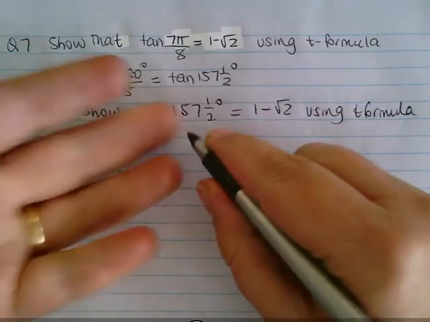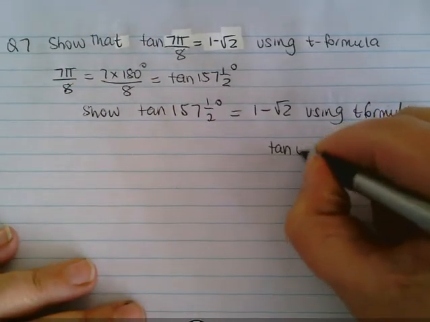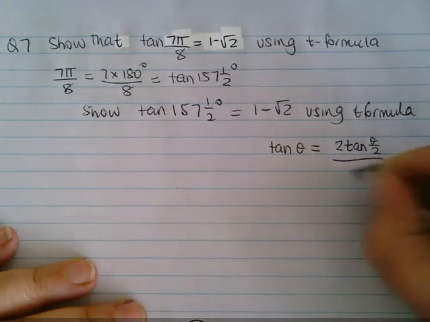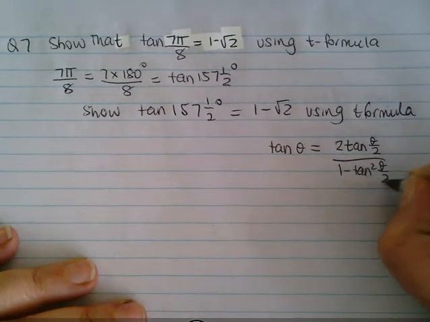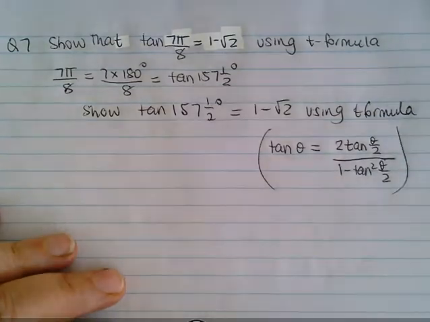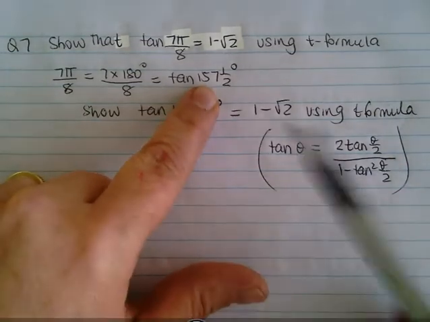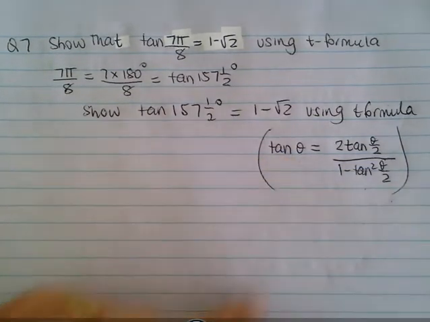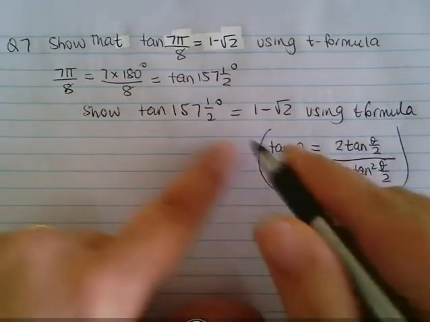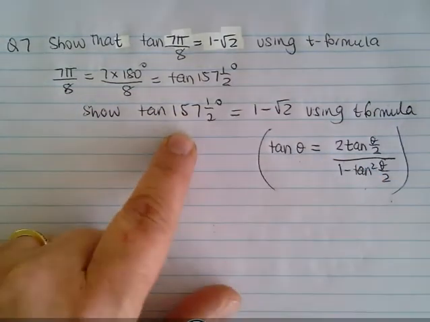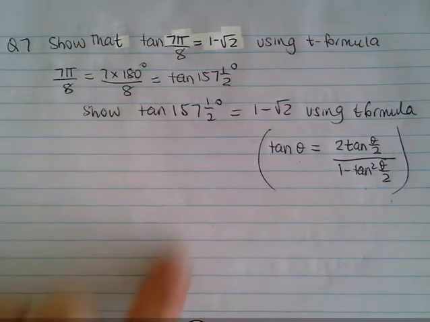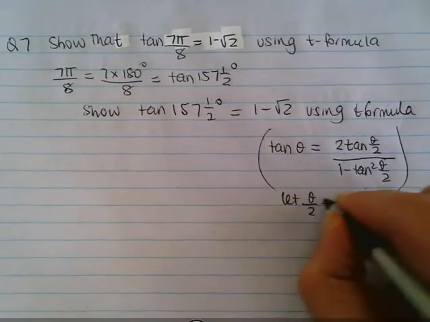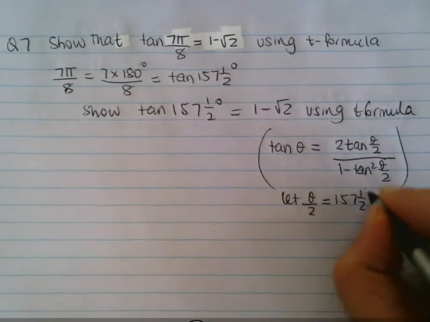The t formula for tan we'll use. We know that tan theta equals 2 tan(theta/2) over 1 minus tan squared(theta/2). Now that's the t formula for tan. You've got to decide, is this 157.5 degrees going to be your theta on 2, or is it going to be your theta? Well, it should be your theta on 2, because when you double 157.5, you get 315 degrees. And we know the exact value for tan of 315 degrees. So we're going to let the theta on 2 be 157.5 degrees.